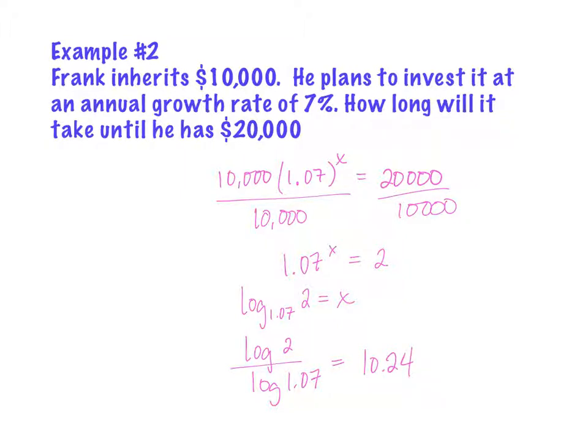And I have 10.24. Because this is a word problem, it is an annual growth rate, this would be years. So it would be sometime between 10 and 11 years that he would have $20,000 if he was lucky enough to actually have an investment that grew 7% per year. Okay, so that's it. That's the rewrite, solve. It's really rewrite, put it in the calculator. Over and over and over again.